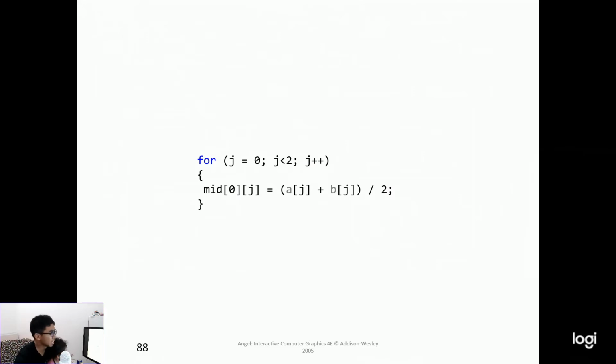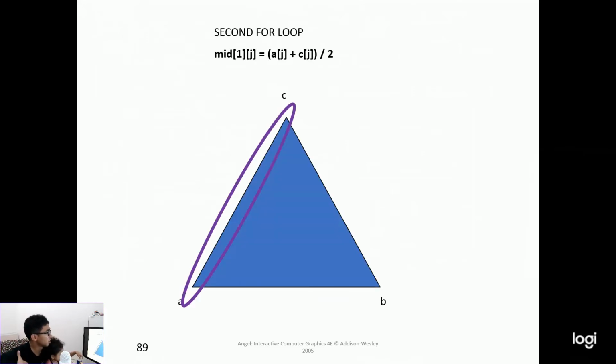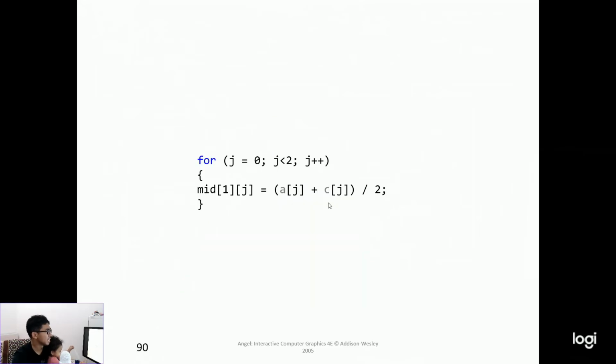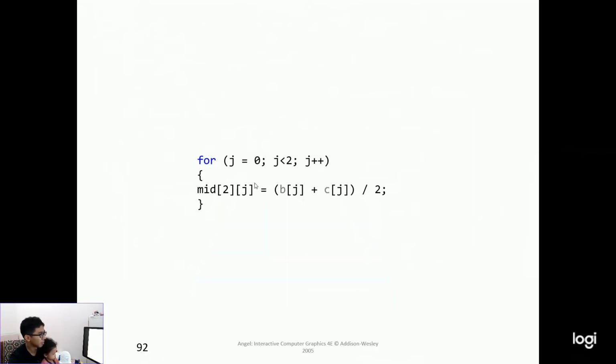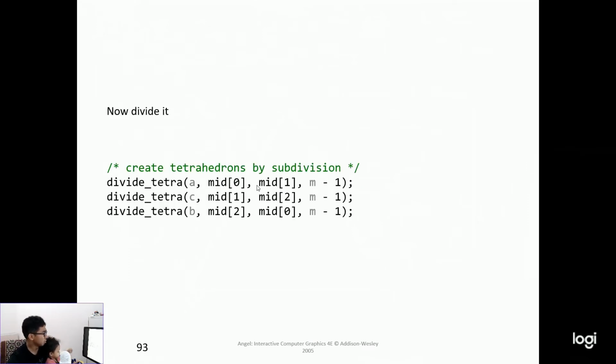Next we do it for the second loop, for A and C, and then B and C. So this one is for mid 1. There's now mid 0 and J. The other one is mid 2 and J. So we have 3 of them. You need to divide it, and you need to create the tetrahedron. So you have a function here, divide tetra.